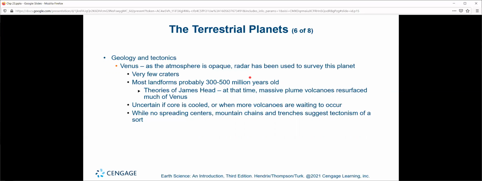But from what we know there's very few craters on Venus. Most landforms are thought to be some 300, 500 million years old at that. What does this mean? Few craters, young surface? Well, you probably have active tectonics. You probably have the rock cycle working in some way, shape, or form to produce this younger crust on Venus. Very cool. Mercury, no evidence of tectonics. Venus, evidence of tectonics.